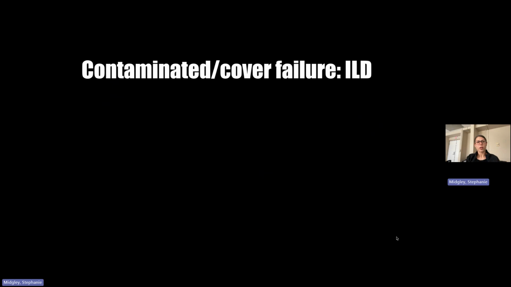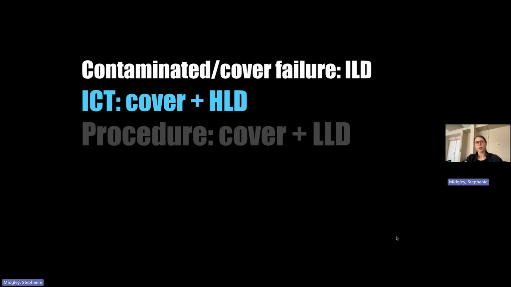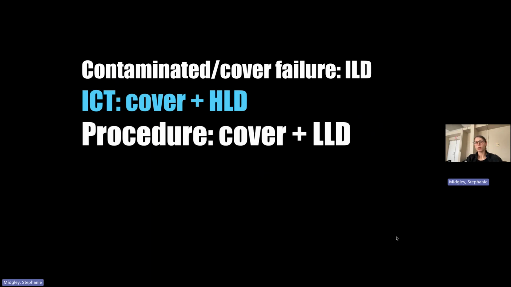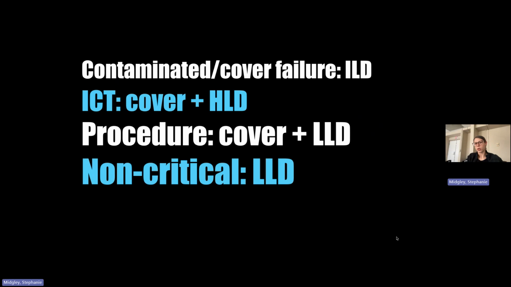You're supposed to clean it. So if it's contaminated, say you're scanning a FAST exam and there's blood on their skin, you should put a cover on it. And if the cover breaks, this should have at least intermediate level disinfection. If it's an intracavitary probe, it needs both a cover and the high level disinfection. If you're doing a procedure, you should have a cover and a minimum of low level disinfection. So a cover and a wipe. And then everything else, essentially 99% of what we do, would just be low level disinfection.